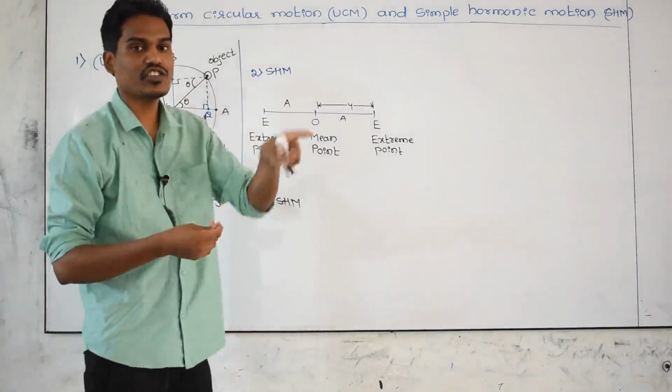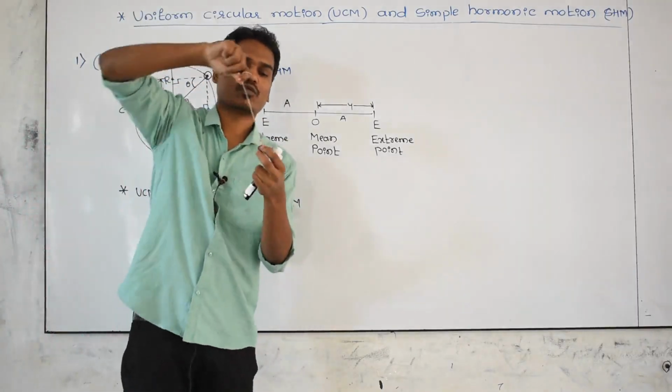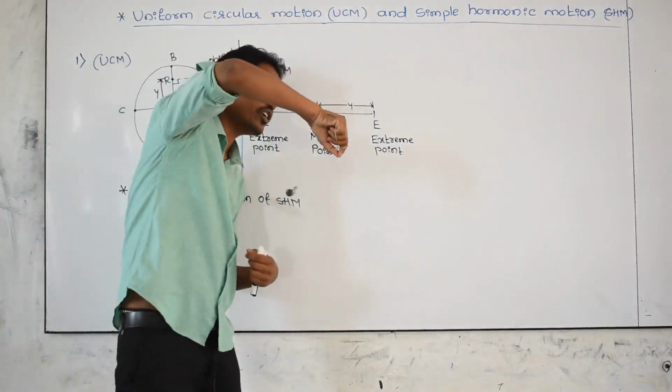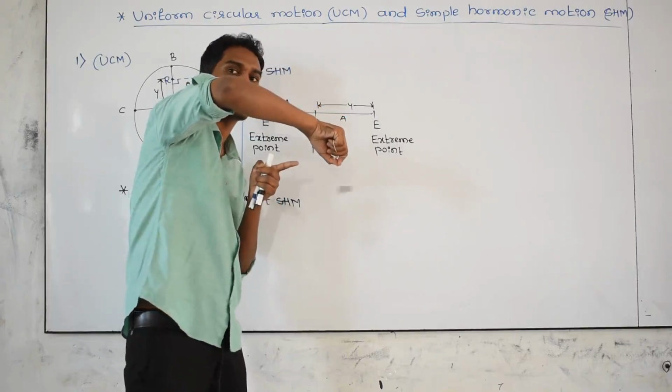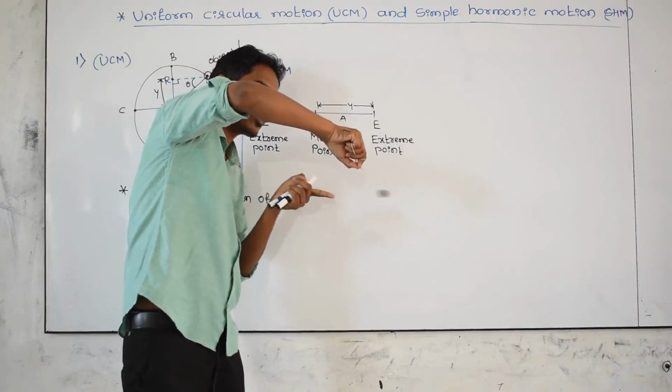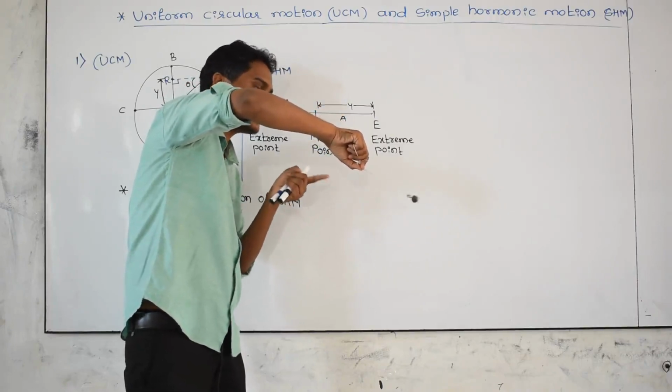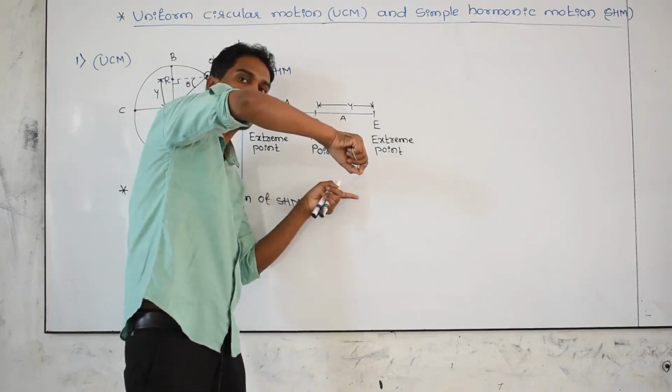Take a thread, attach one end of the thread to a body, and rotate it slowly with constant velocity. The body has to be moved. This is a uniform circular motion, and simultaneously you observe its shadow on the wall.